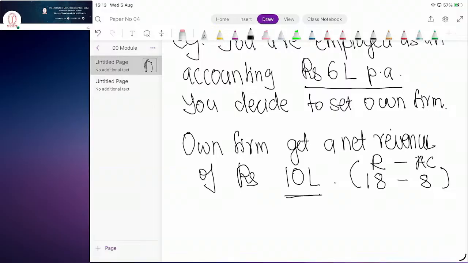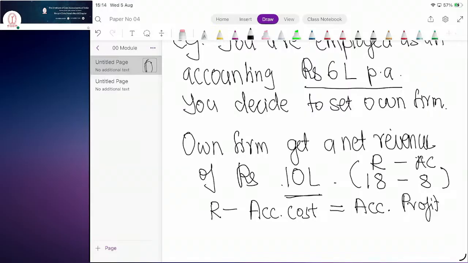Okay. But now think like this. This 10 lakhs is your revenue minus accounting cost. Okay. This will give you what is called as accounting profit. What is the economic profit you have made by setting up the business?